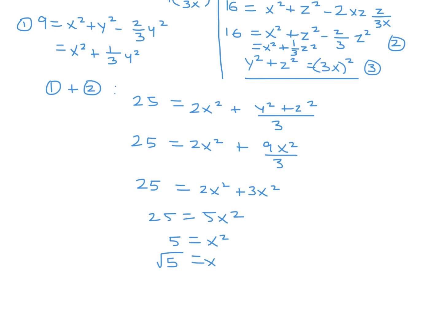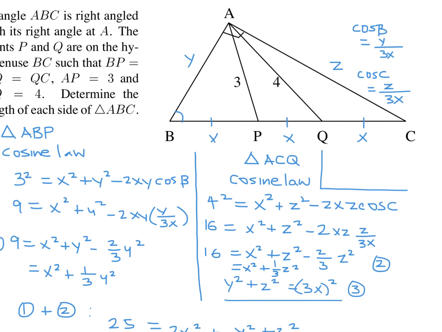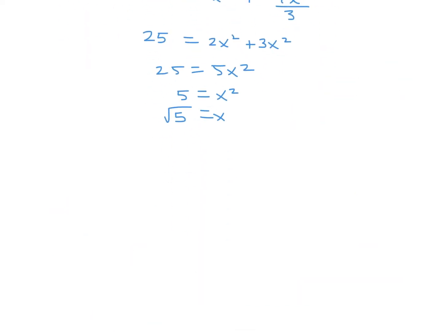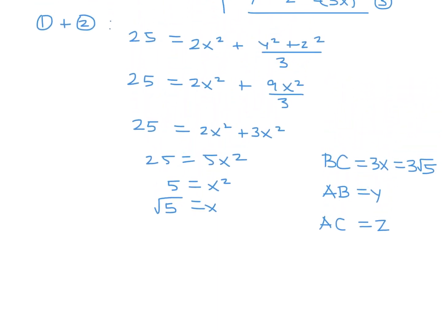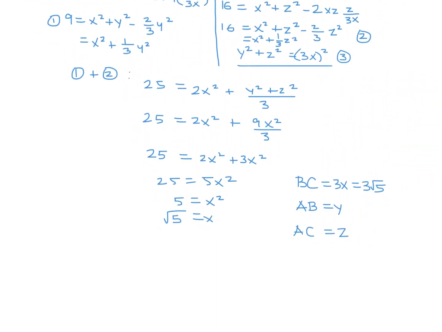And now we can easily figure out the values of the other guys. What are my dimensions here? 3x. Yeah, 3x. BC is 3x. AB is y, and AC is z. Okay. So BC is 3x. So that one I already got. That's 3 root 5. AB I had designated as y. I can figure that out. And AC is z, and we can figure that out also. All I have to do is just sub these values back into these guys here.